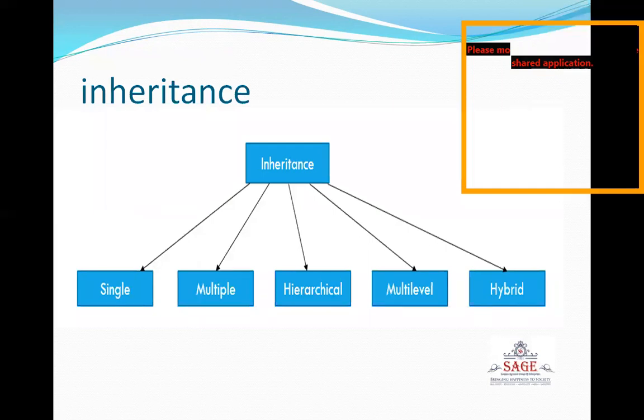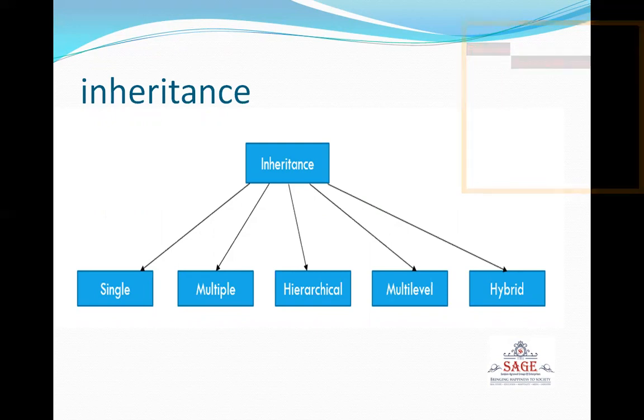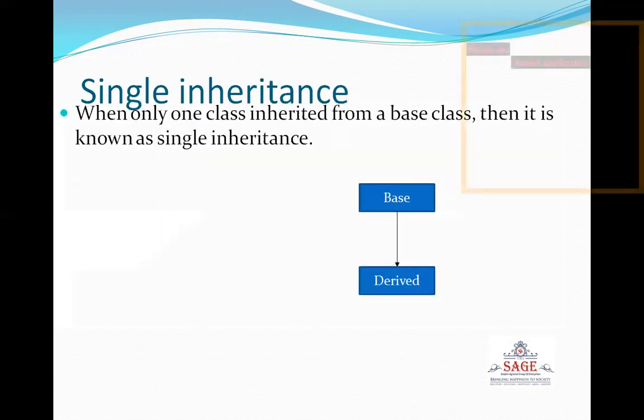We have these: first one is single inheritance, multiple inheritance, hierarchical inheritance, multi-level inheritance, and the last one is hybrid inheritance. What is single inheritance? When only one class inherits from a base class, it is known as single inheritance. Suppose this is a base class and this is a derived class, so the properties of the base class transfer to the derived class.